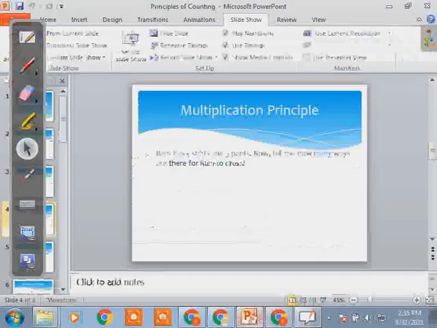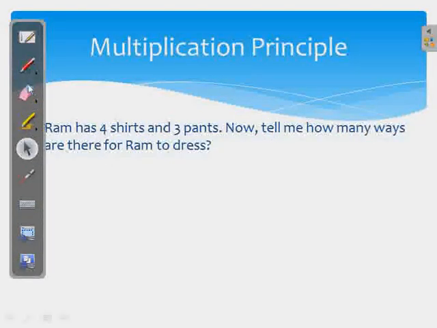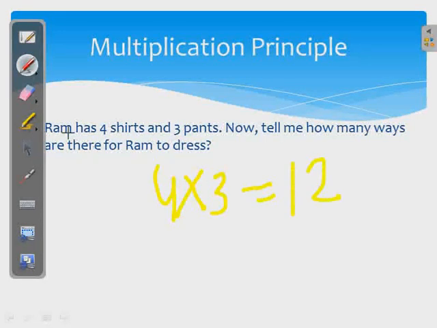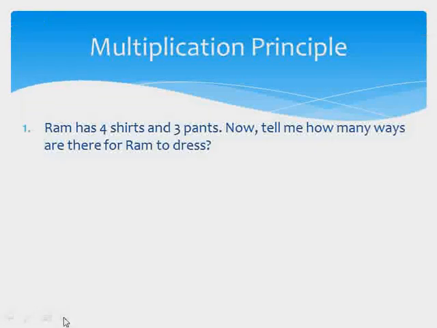Okay, so now we are in our PowerPoint. So what we can simply do here is 4 times 3 equals 12. So we have 12 ways to dress. Okay, so now let's go to next slide.